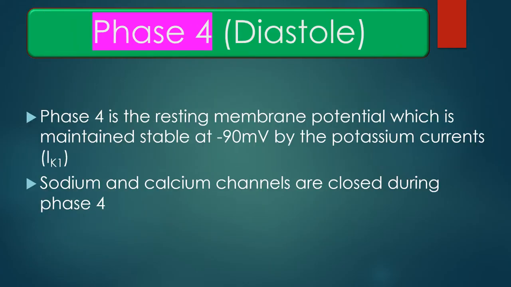Phase 4 is the resting membrane potential, which is maintained stable at -90 millivolts by the potassium current IK1. Sodium and calcium channels are closed during phase 4.